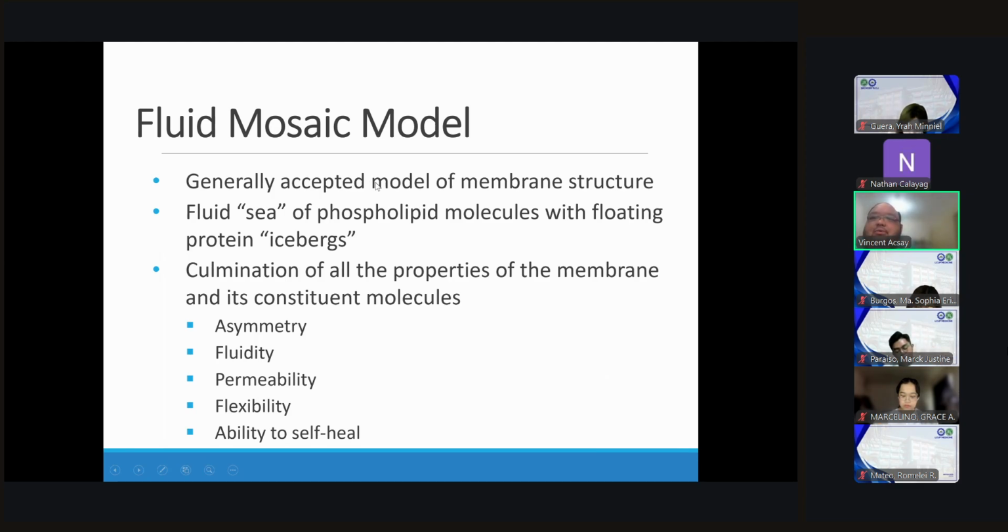Because it is a fluid mosaic model, the properties in particular are the asymmetry of the planes, the fluidity of movement, selective permeability, flexibility, the cost of that movement, the ability to adjust to temperatures, and the ability to self-heal. Self-healing means that once an area is damaged or removed, because of the spontaneous formation of vesicle structures and of undergoing turnover, they are able to heal.